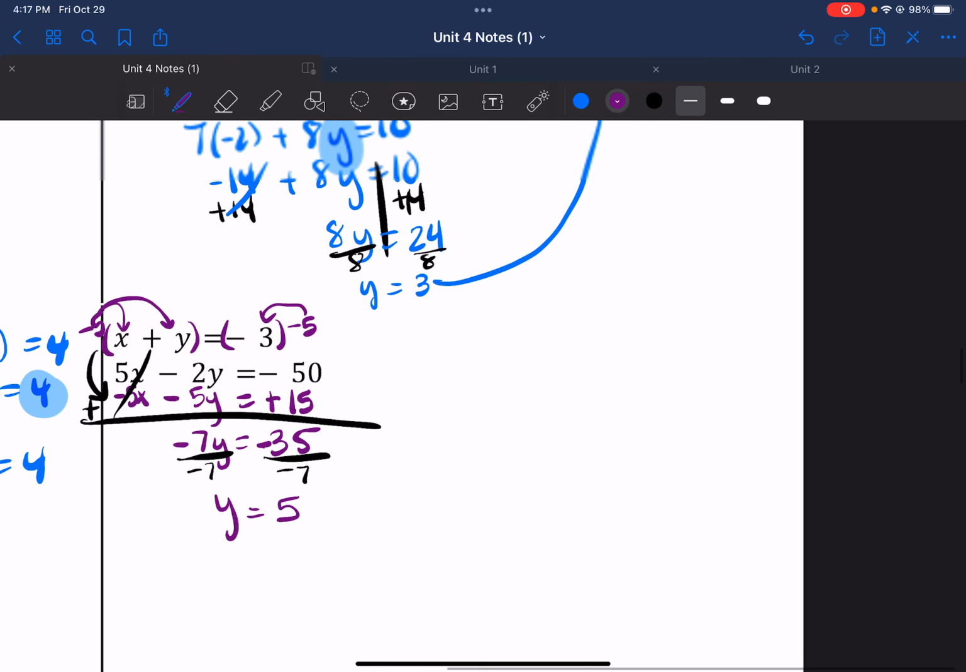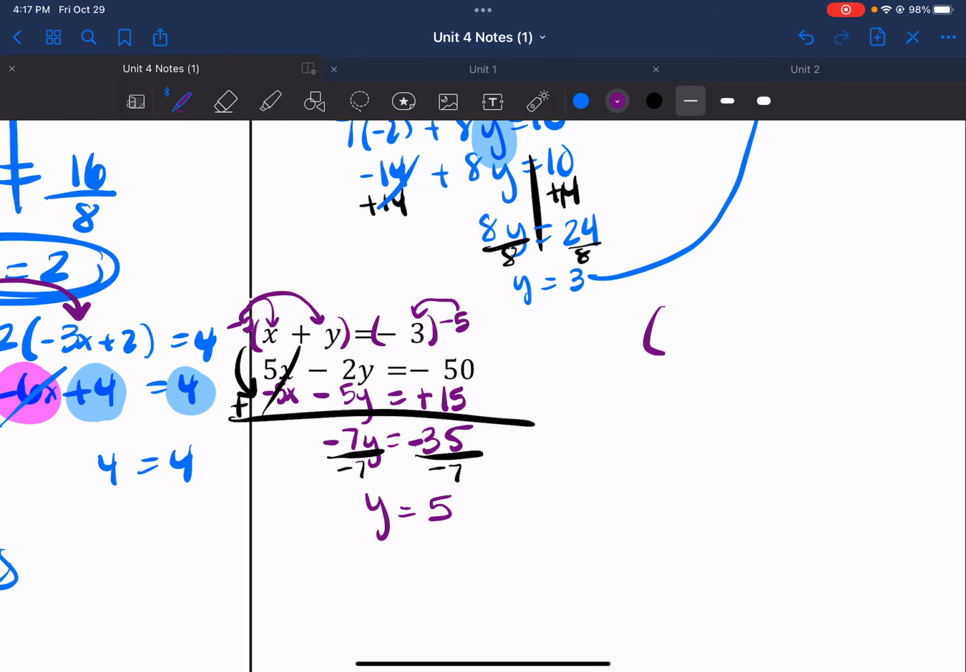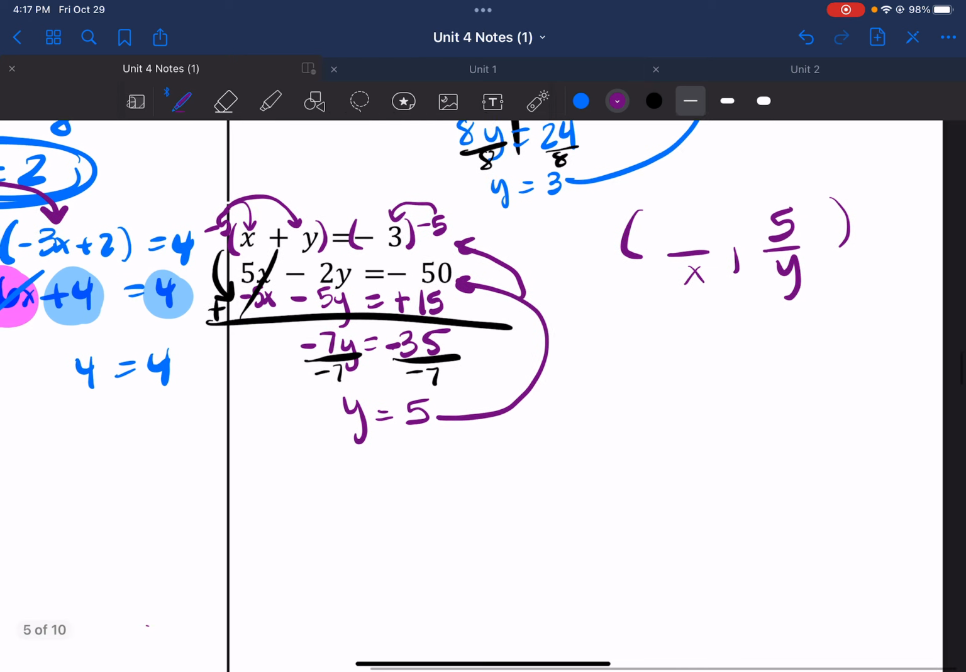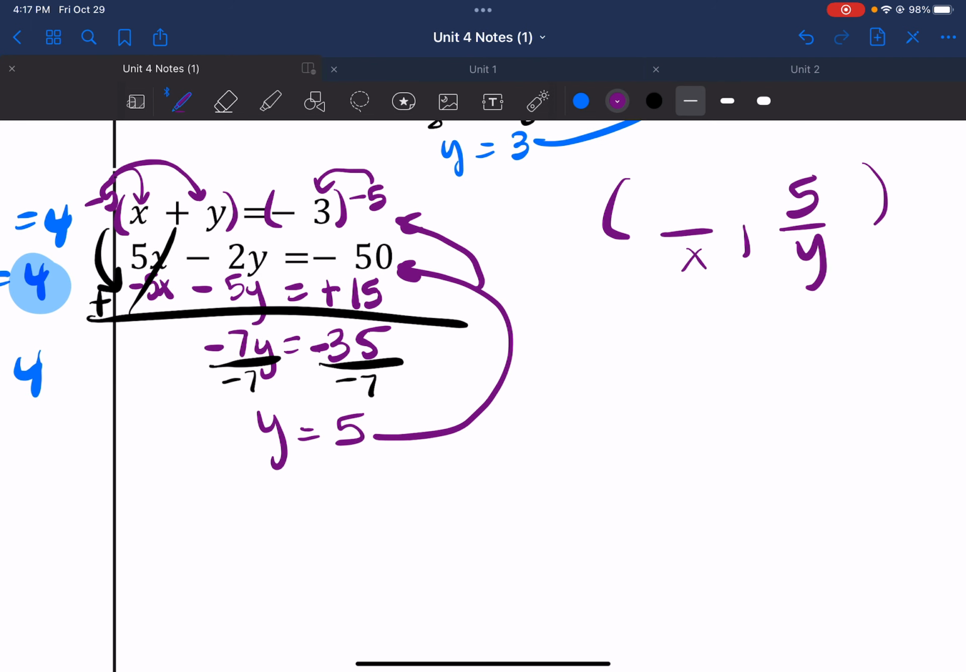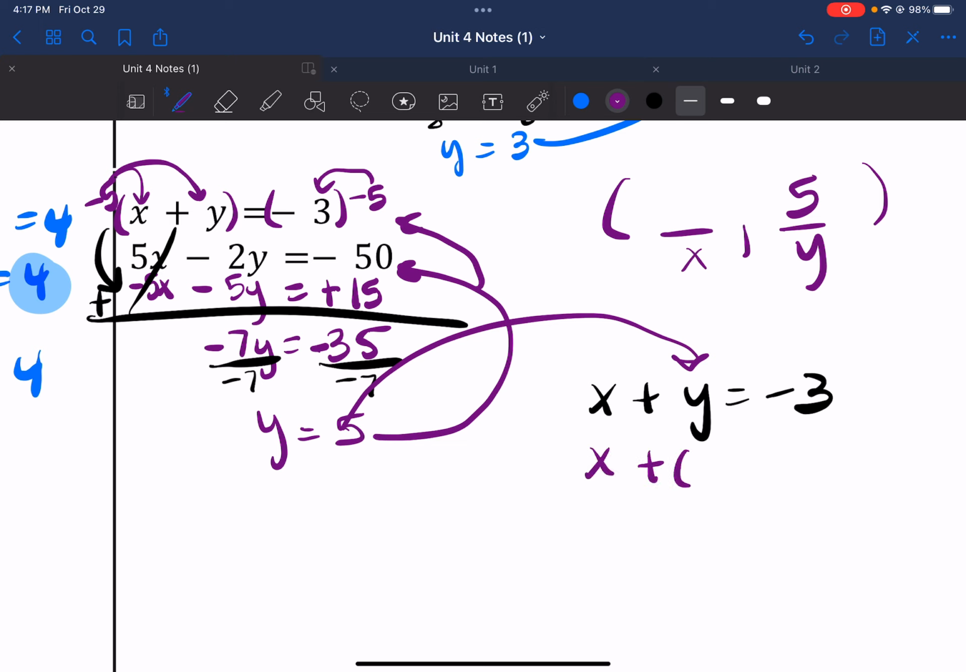All right, so I know my solution, right? My solution is going to be x comma y. I know my y value is already 5. I got to figure out what's my x value. Now, how do I do that? I take it, I plug it into one of these equations, and then I solve. So let's do it real quick. I'm just going to take this top one right here. X plus y equals negative 3. All right, plug this 5 into here. Bam. So we know it's not y anymore, it's a 5. So it's x plus 5 equals a negative 3.